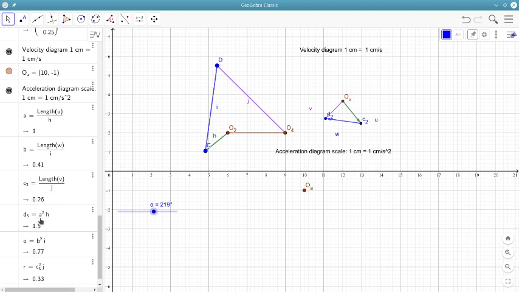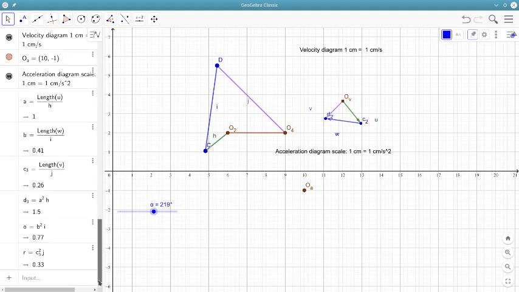Then I have computed the omega square r components. D3 is a square h, which is the normal component of the acceleration for point C. Then O, which is b square into I, is the normal component of the relative acceleration of D relative to C. And finally R, which is C3 square J, is the normal component of the acceleration of D. So these three are known. Let's try to put that first in the acceleration diagram.